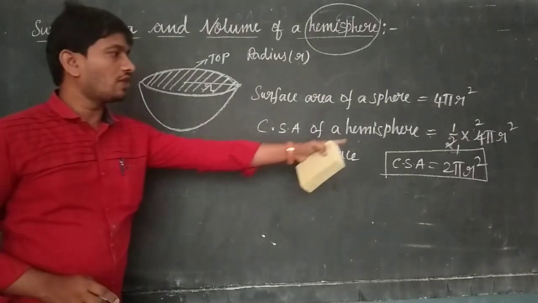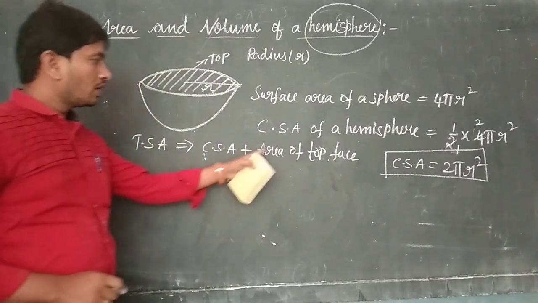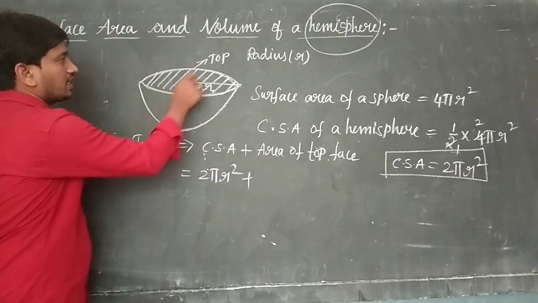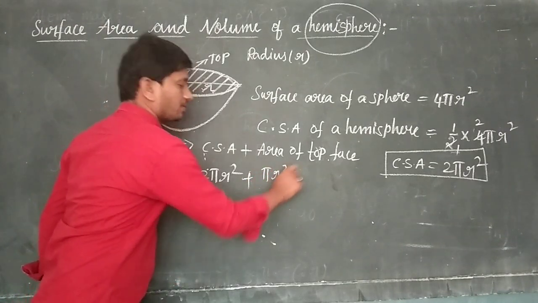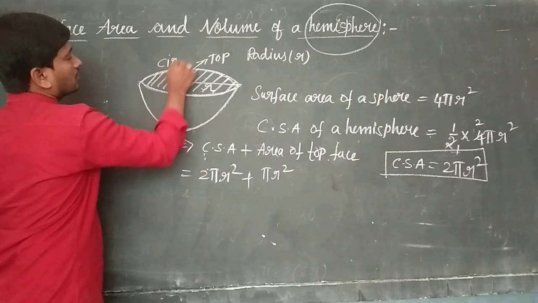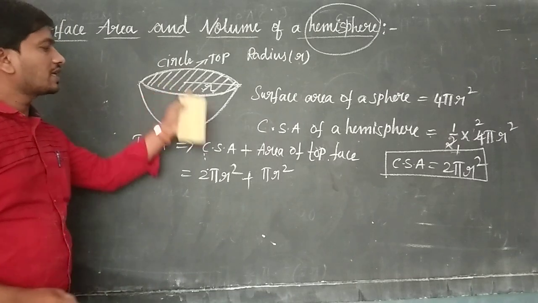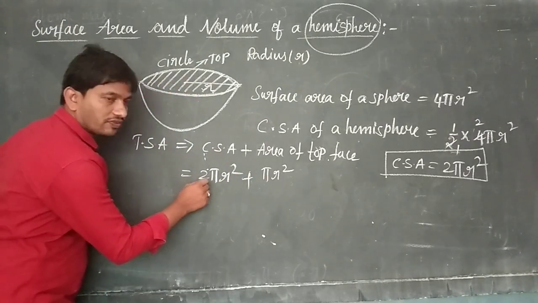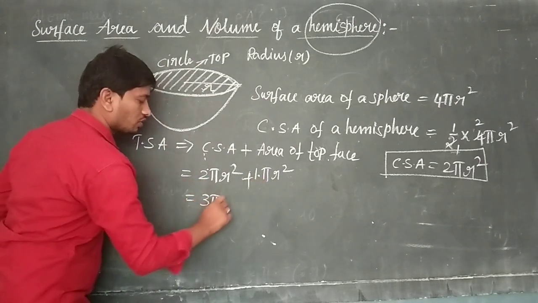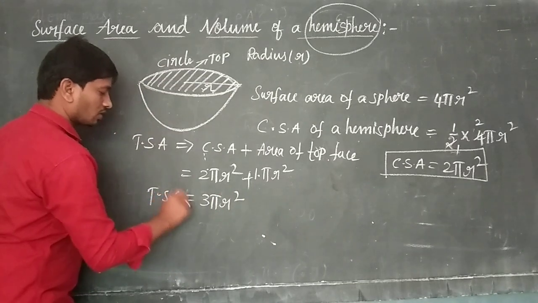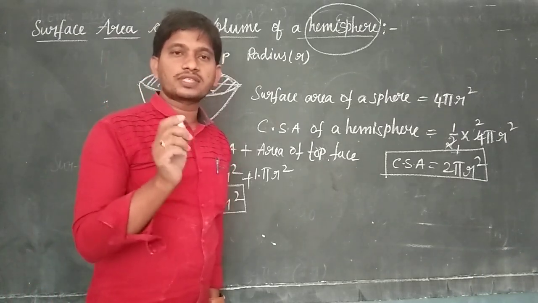We know that the CSA of a hemisphere is 2 pi r square plus the area of the top face. The top face is in the shape of a circle, and the area of a circle is pi r square. So this is 2 pi r square and this is 1 pi r square. 2 pi r square plus 1 pi r square equals 3 pi r square. So the total surface area of a hemisphere is 3 pi r square.